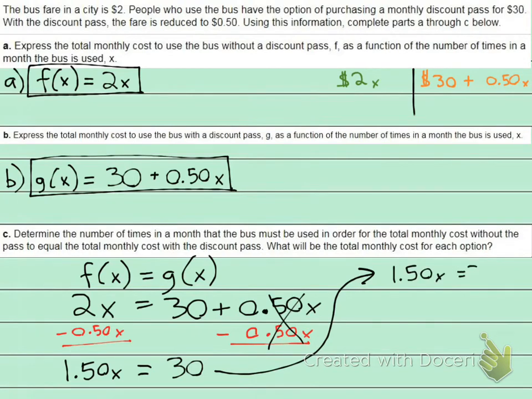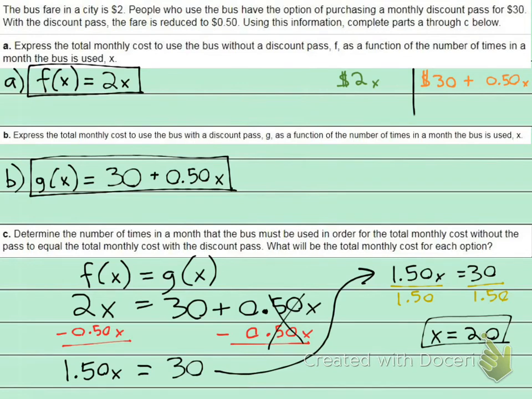1.50x equals 30. One more step to find out x, how many rides, and that's to divide both sides by 1.50. Get my calculator out. x equals 20. So if you're only taking 20 rides a month, then going with the pass and paying per ride is the same. If you are doing more than 20, you want to buy that pass. And if you're doing less than 20, you don't need the pass.